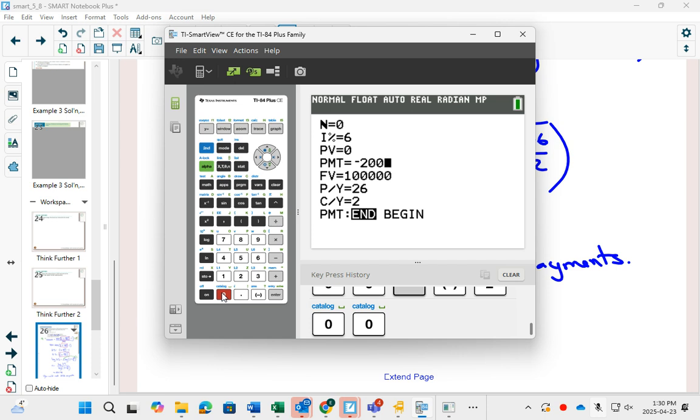The P per Y stands for how many payments per year. So we're doing monthly payments, would be 12. And the C per Y is how many compounding periods per year. So that would be 12 as well. And then once you've put in all the information, you go back to the one you didn't know. We didn't know how many payments it needed. And here we can hit the alpha button, and above the enter button it says solve. So alpha solve. And it finds that 251.178, exactly all the decimals that we had before, which is really nice.